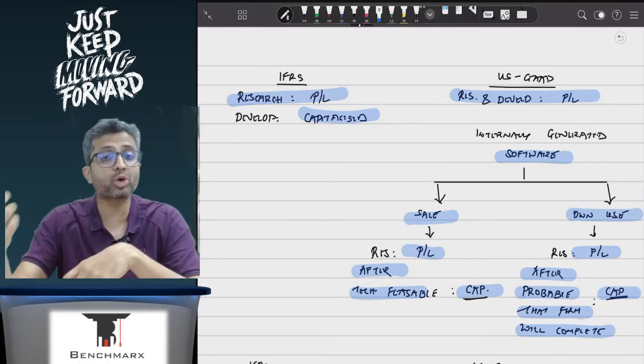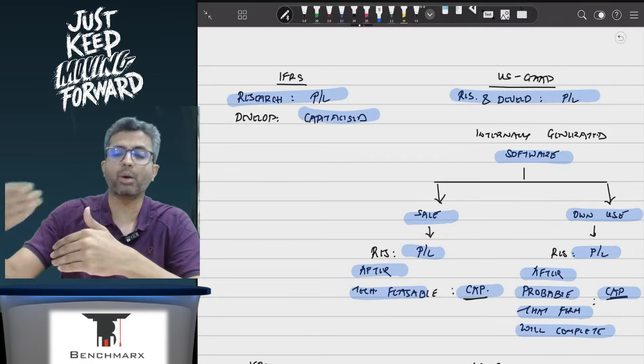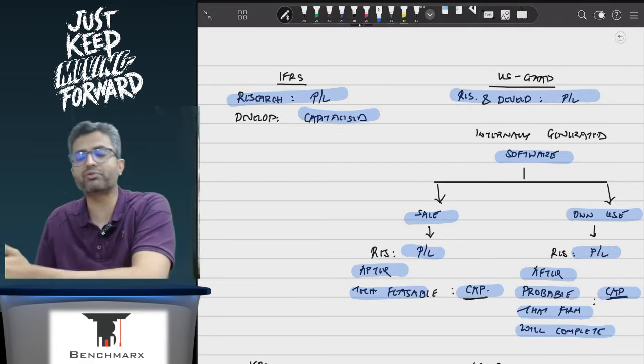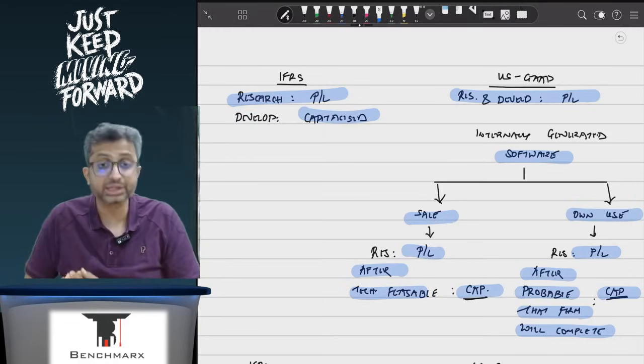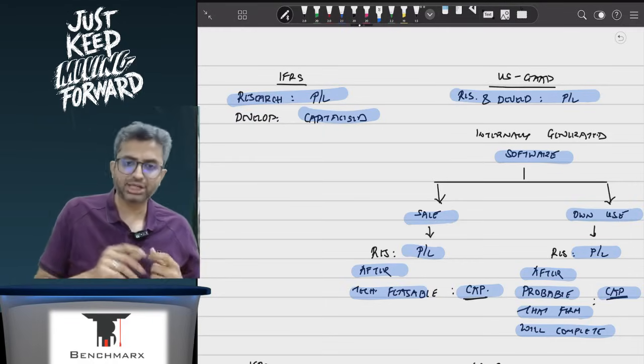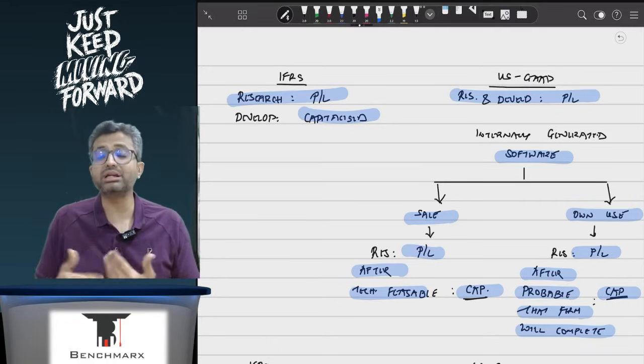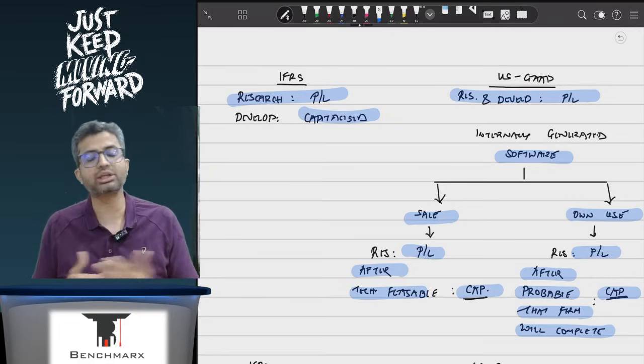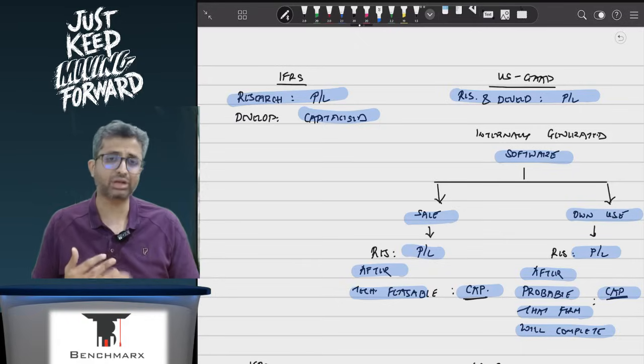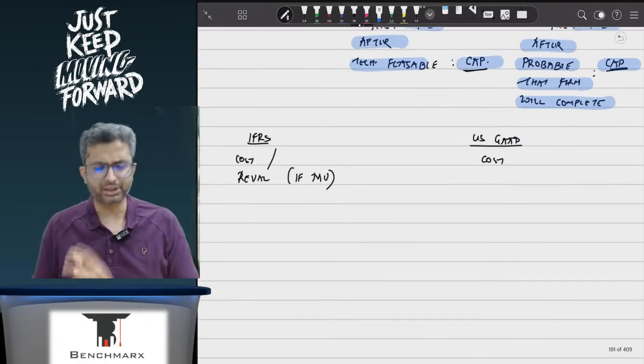If it is software for own use, then once it is probable that the software will be completed, the cost can be capitalized. And if it is for sale, once it is probable or you believe it is feasible for us to make the software and sell it, then you can capitalize it. So this is a special guidance when it comes to research and development.